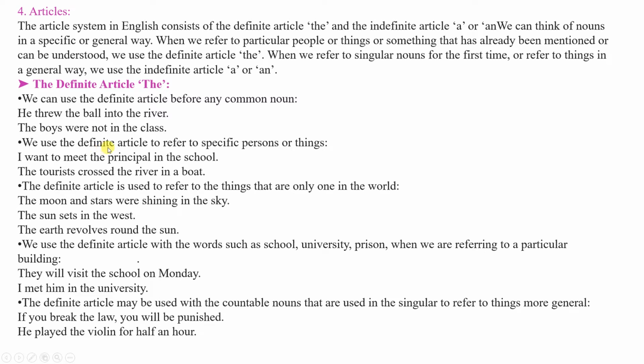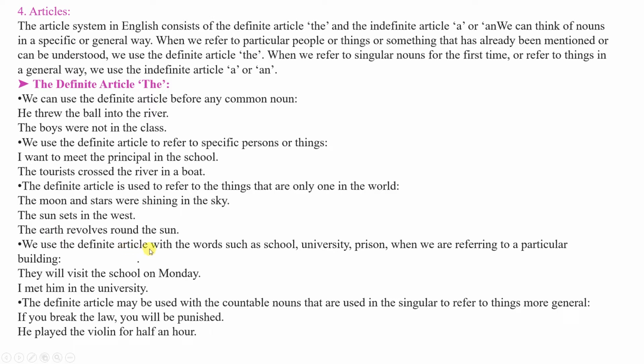We use the definite article to refer to a specific person or thing, for example, a particular person. I want to meet the principal in the school. That means I want to meet that particular person. The definite article is used to refer to things that are only one in the world. For example, the moon and stars. Now stars are many but moon is one. So the moon, the sun, the earth.